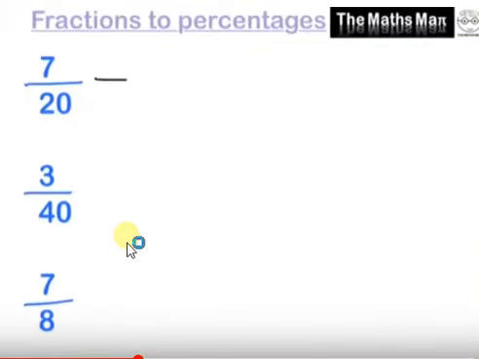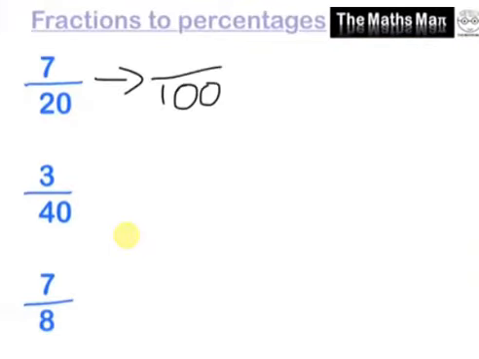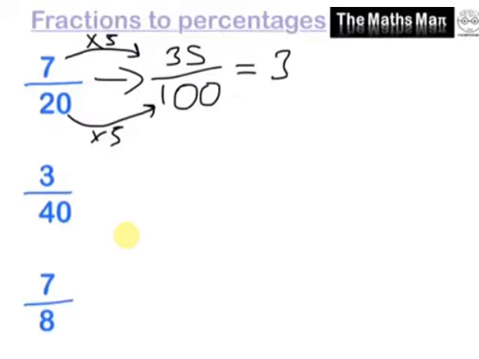So let us talk about fractions to percentages. The easiest way to do it is to convert the denominator into 100. So you multiply both the denominator and the numerator by a number that will make the denominator 100. That is 35 over 100, and that becomes 35%.